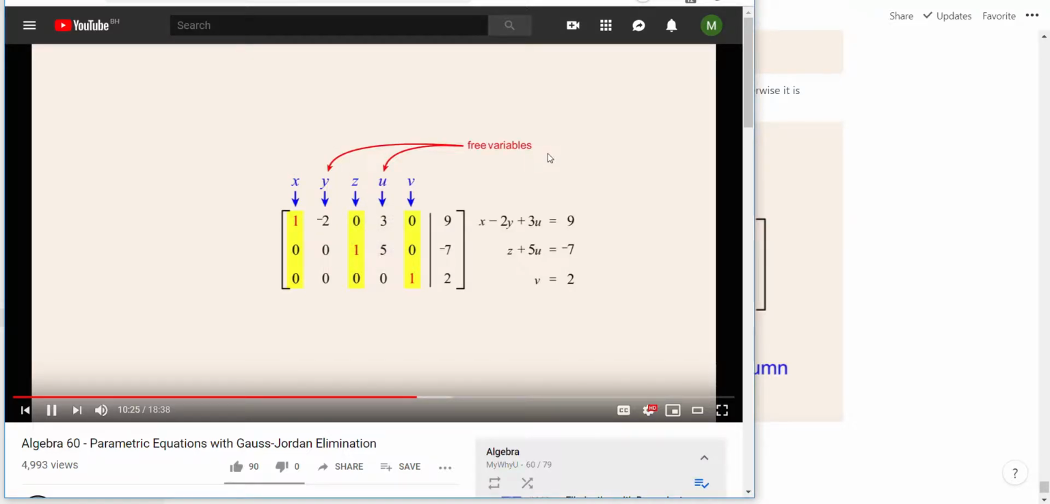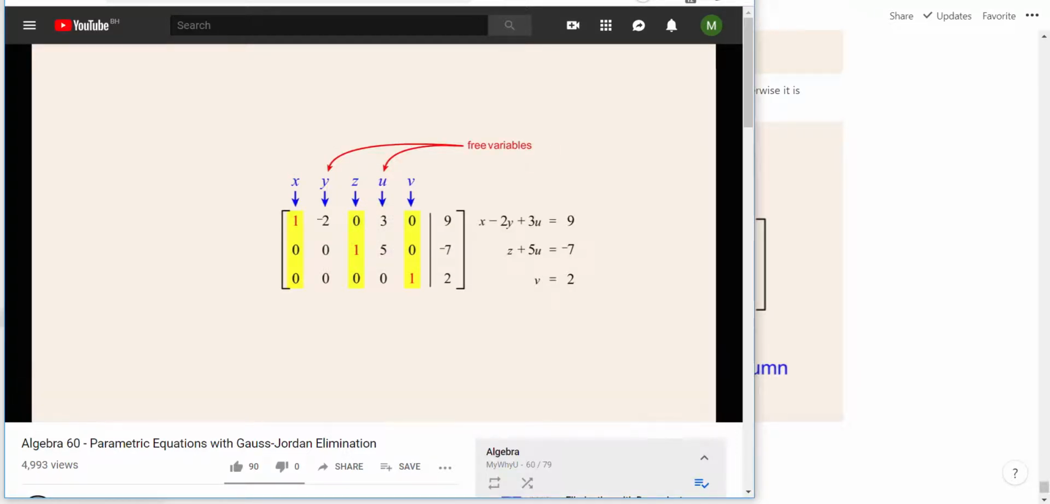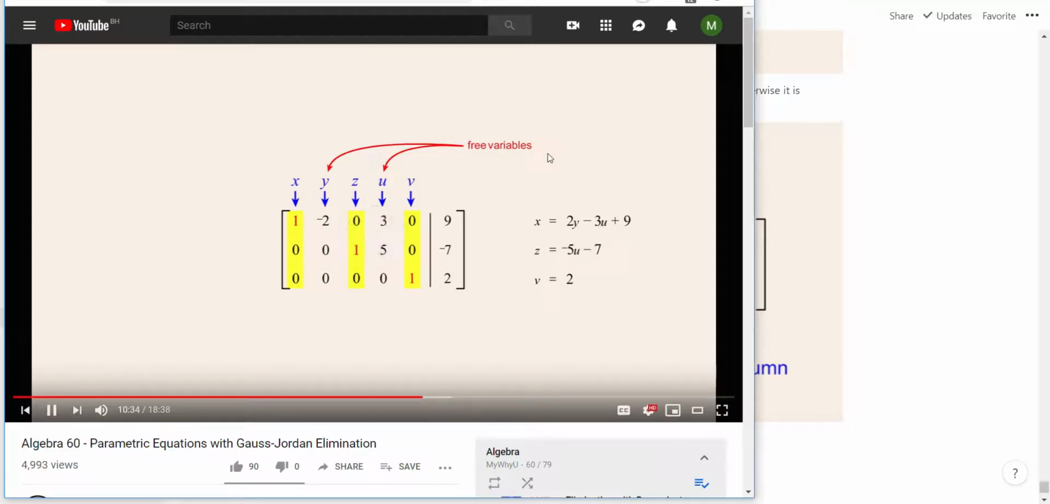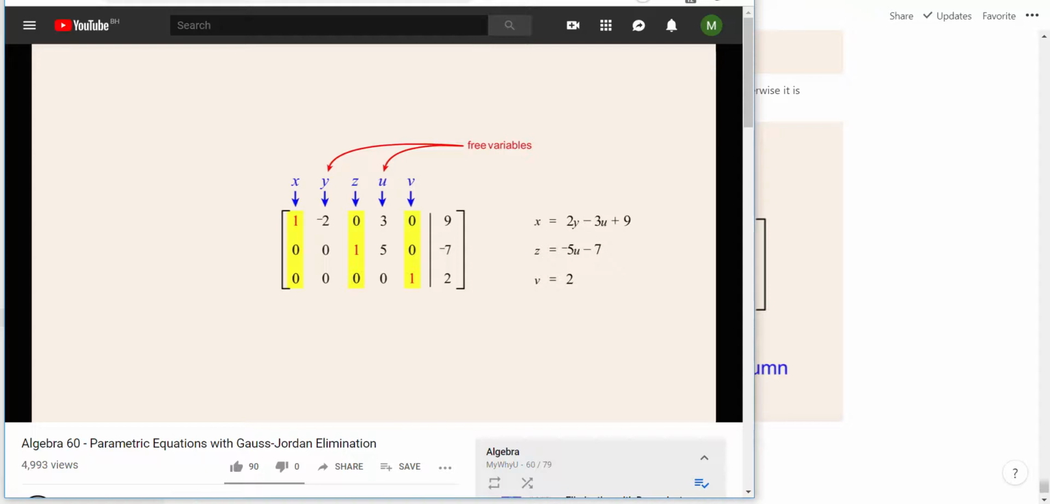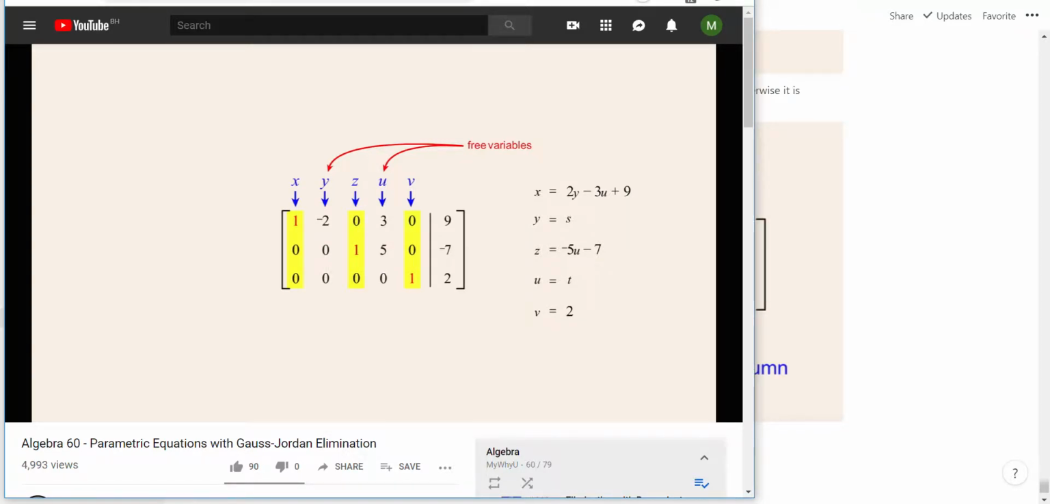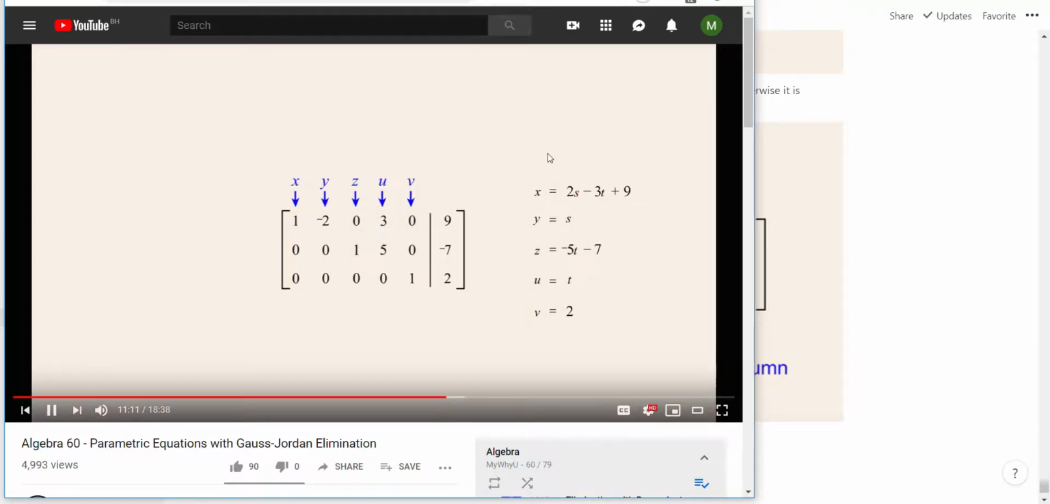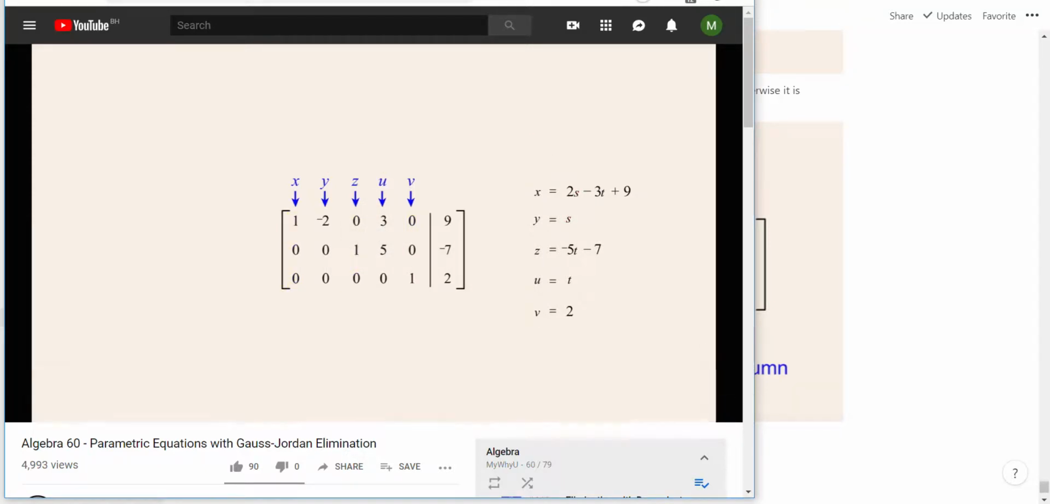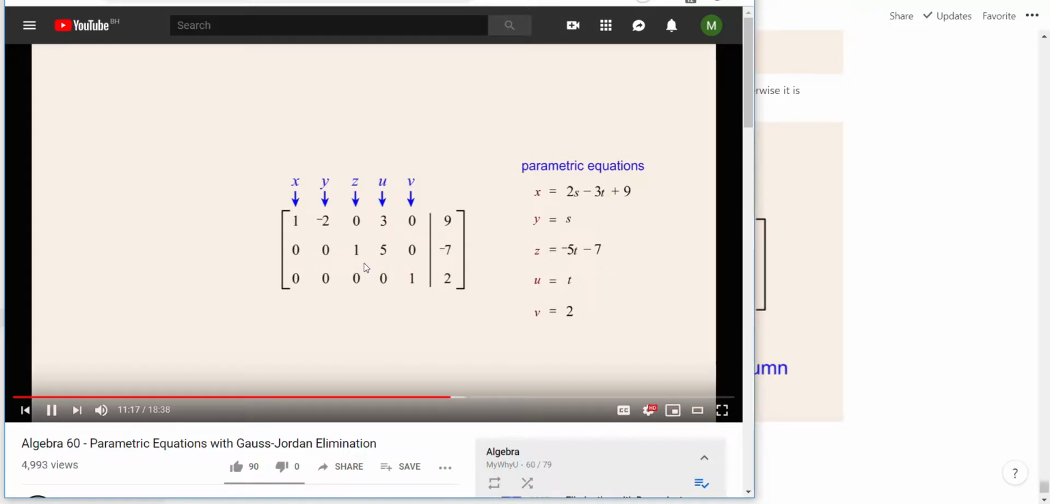Rearranging the equations so that the dependent variables are alone on the left side, we express the dependent variables x, z, and v as functions of the free variables y and u. Again, we rewrite the other variables as functions of s and t instead of y and u. The solution set of this system is now described by parametric equations, which express the values of each of the 5 variables as functions of 2 parameters s and t.